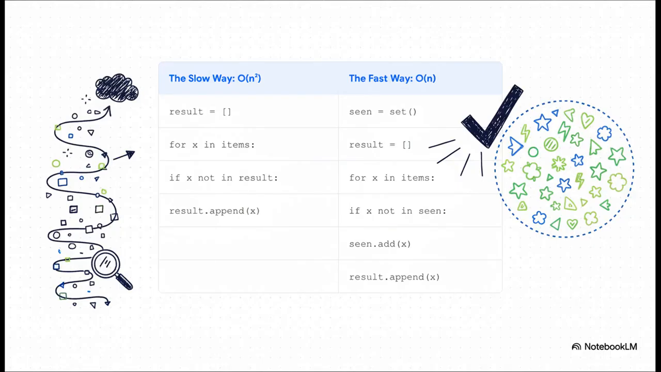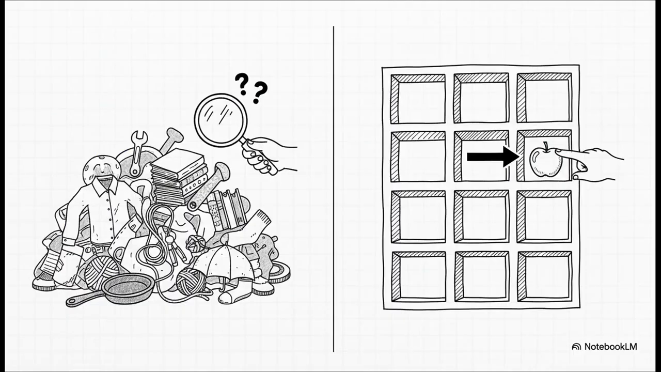Okay, so look at the code on the left. That's the slow way. For every single item we process, we scan the entire result list from the beginning to see if it's there. As that list gets longer, that scan takes longer. Now, contrast that with the fast way on the right, which uses something called a set. So, what's the magic behind a set? Here's the deal. Using a list is like having a big, messy pile of stuff.